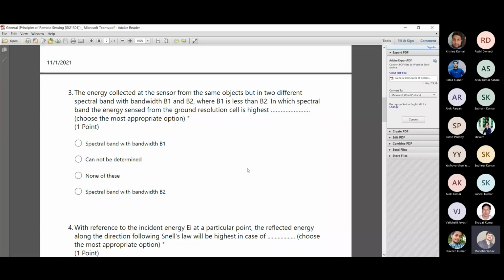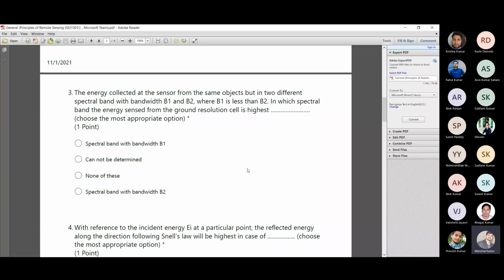So this third problem is similar to the second one, but here we are talking about a bandwidth parameter. In the previous case, we discussed the size of the GRC in terms of spatial resolution. Now we are talking about the bandwidth of the spectral band within which a sensor is sensing the energy.